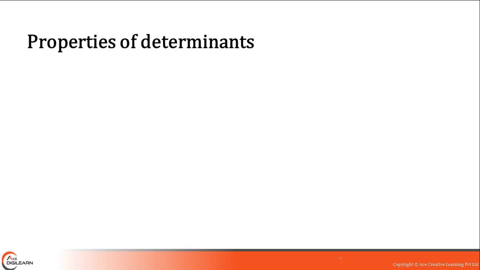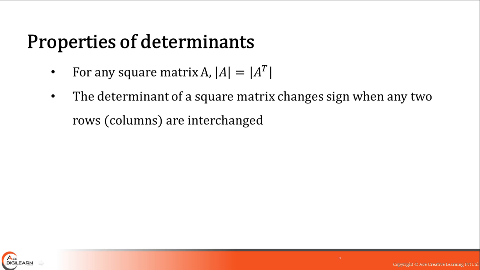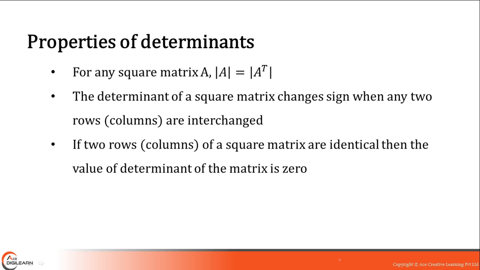Next, properties of determinants, which are very important. First, for any square matrix A, det A is the same as det of A transpose. Next, the determinant of a square matrix changes its sign when any two rows or any two columns are interchanged. If any two rows of a square matrix are identical, then the value of the determinant is 0.